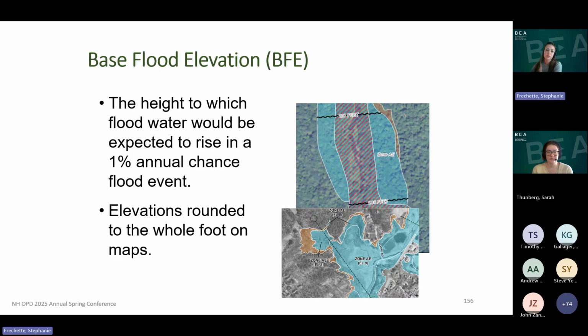Another term we use a lot is the base flood elevation. This is the height that the floodwaters are expected to rise to during the 1% annual chance flood. The numbers are rounded to the nearest whole foot on the map, but they can go to 1/10 of a decimal for permitting purposes. The rounding is for insurance purposes, and this is an important number because the community floodplain regulations require that the structure's lowest floor for new construction and the substantial improvement must be elevated to this base flood elevation number.